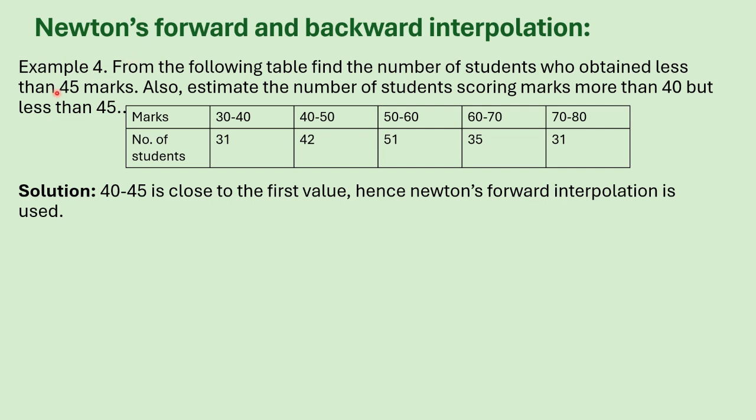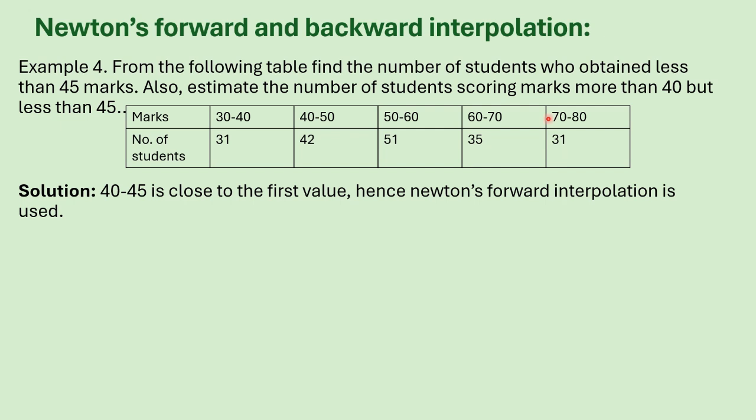Example 4. From the following table, find the number of students who obtained less than 45 marks. Also estimate the number of students scoring marks more than 40 but less than 45. So here there are two parts. First, we have to find the number of students who obtained less than 45 marks, and second, estimate the number of students who scored more than 40 but less than 45. Okay, so this is the table given here.